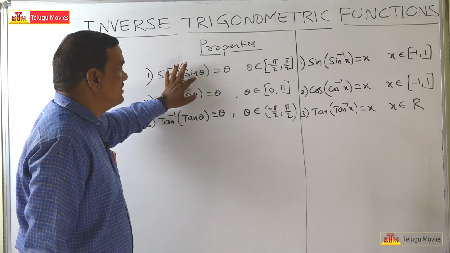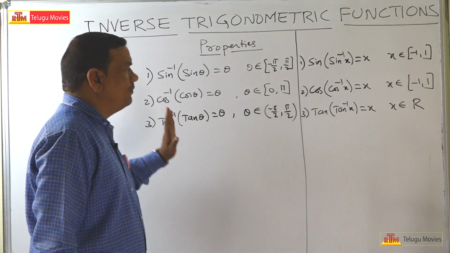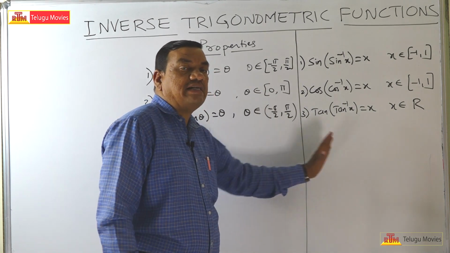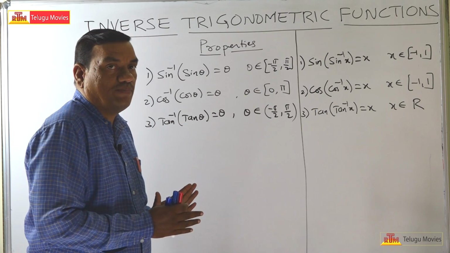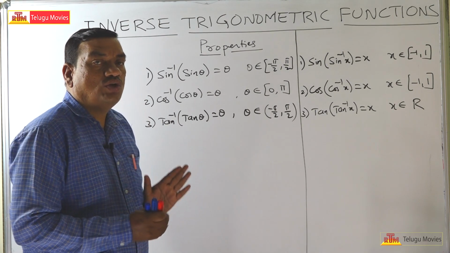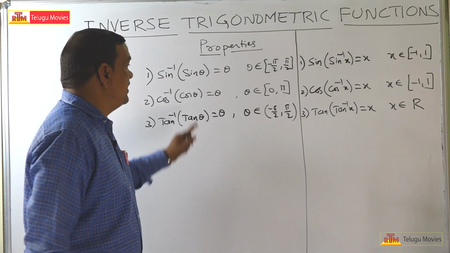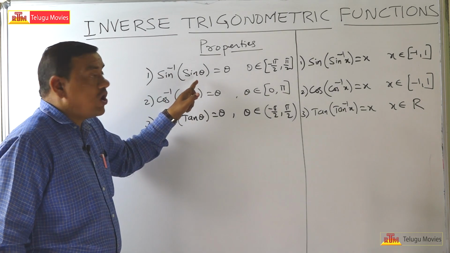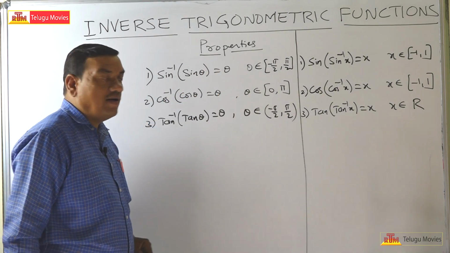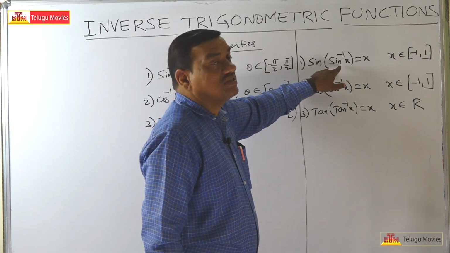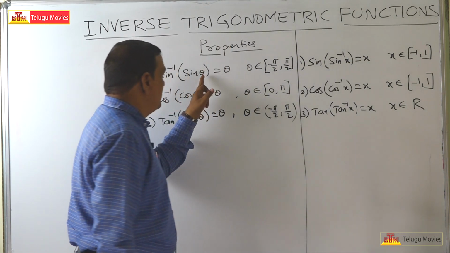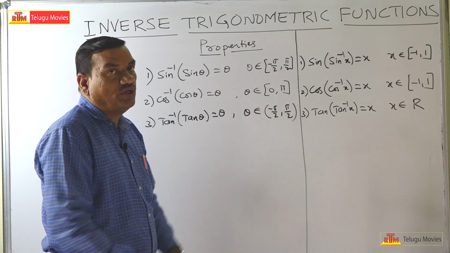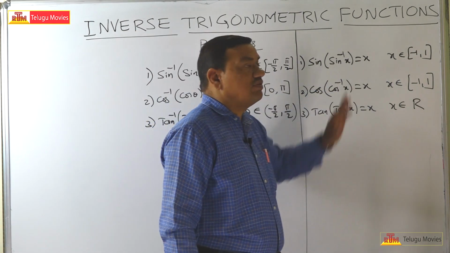Sin inverse of sin theta is equal to theta. These two properties I am writing side by side, so that in your notebook also you learn them this way and you cannot get any confusion. Here sin inverse of sin theta is equal to theta. Here sin of sin inverse of x is equal to x. Both times the output is only theta, and here also x will come.